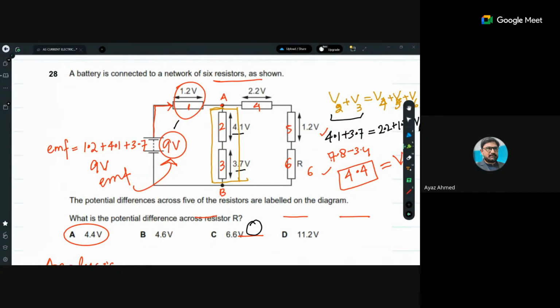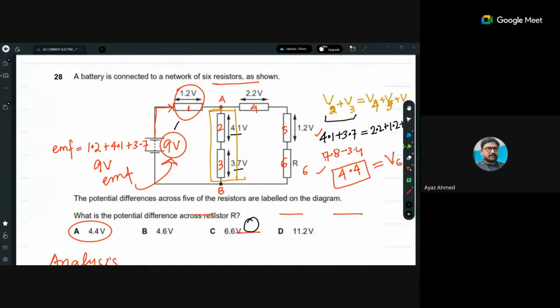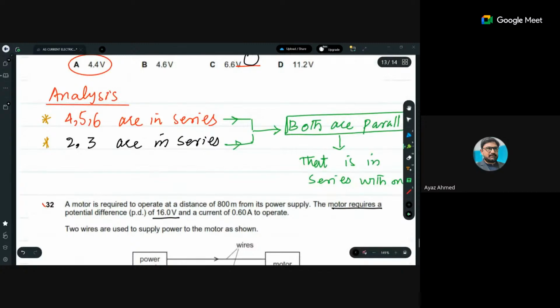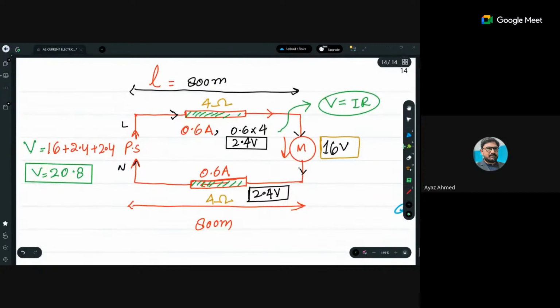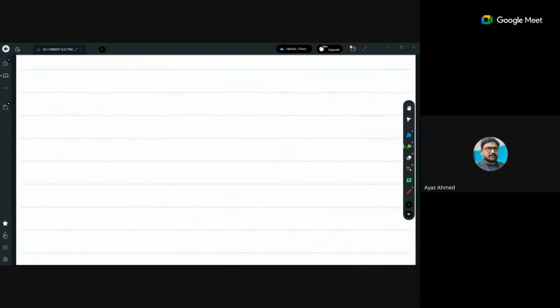Yes, there are some resistors. Check this question. A battery is connected to a network of 6 resistors as shown in the figure. I will discuss all these while practicing. This question is just a past paper question. These are the areas in which you are supposed to have some series and parallel practice. Yeah, series and parallel discussion over.